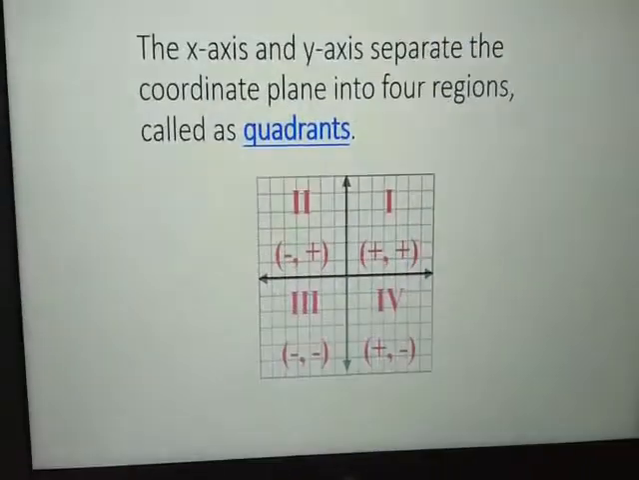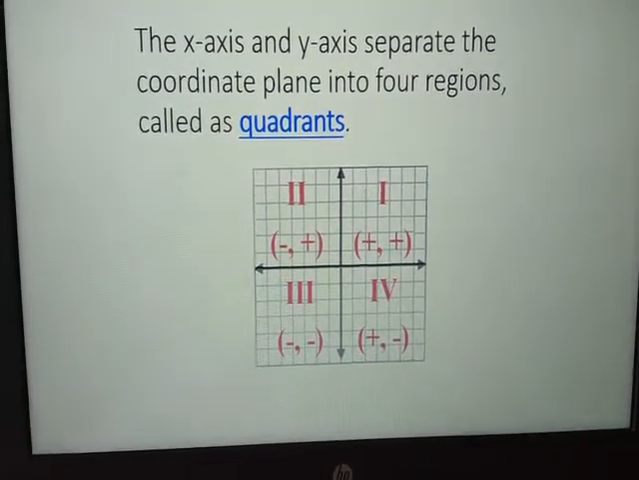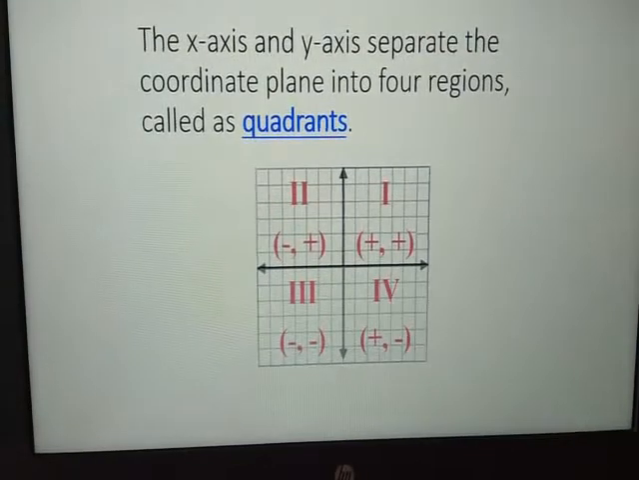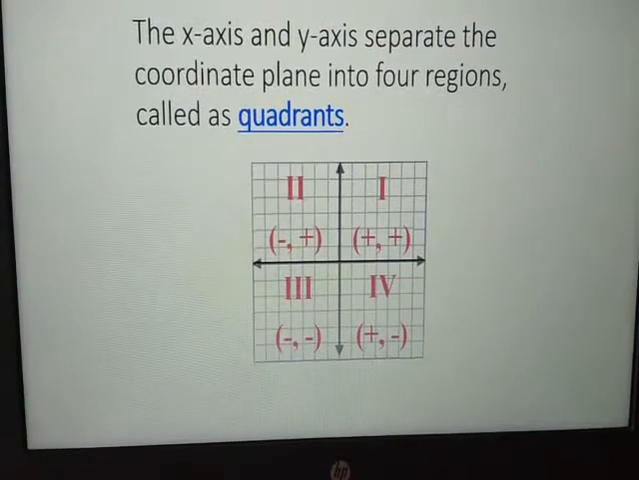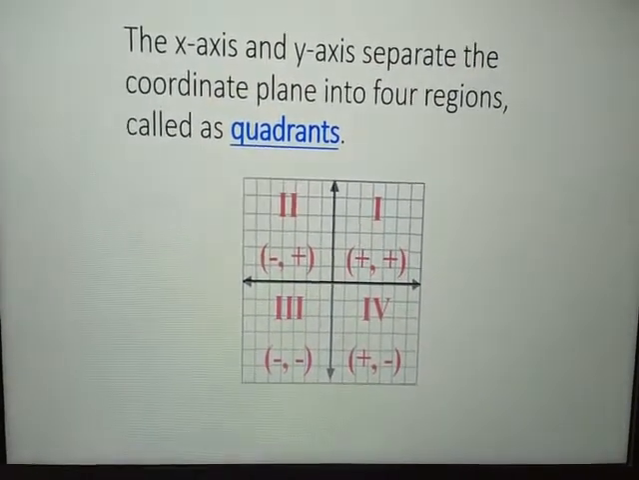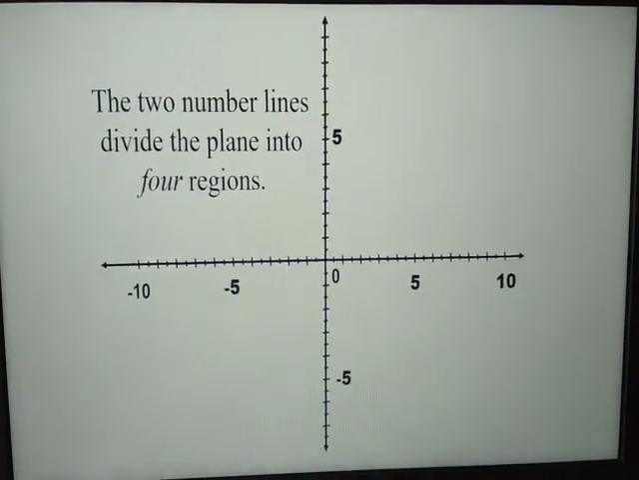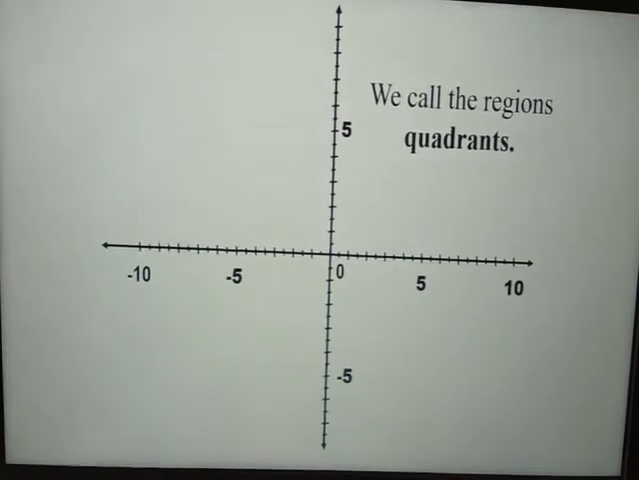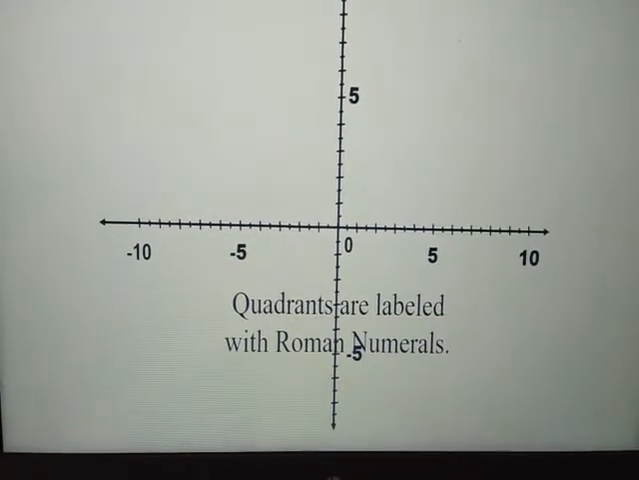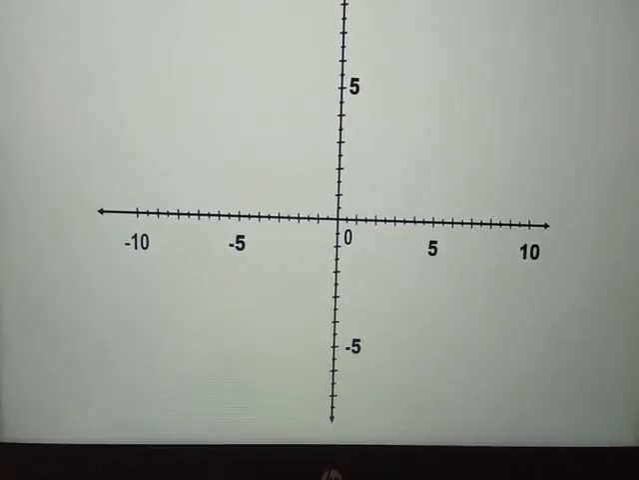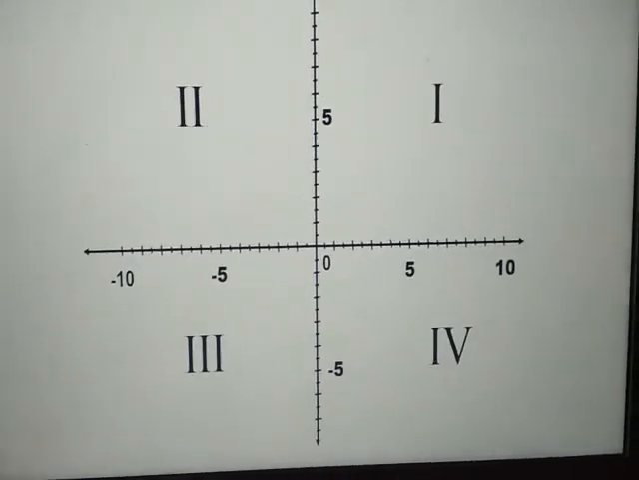Both the axes not only form an origin at the point of intersection, they also divide the coordinate plane into 4 regions, and these 4 regions are denoted by capital numerals. See how the number lines divide the plane into 4 regions. We call these regions quadrants, and these quadrants are labeled with Roman numerals. This is the first quadrant, second, third, and the fourth quadrant.